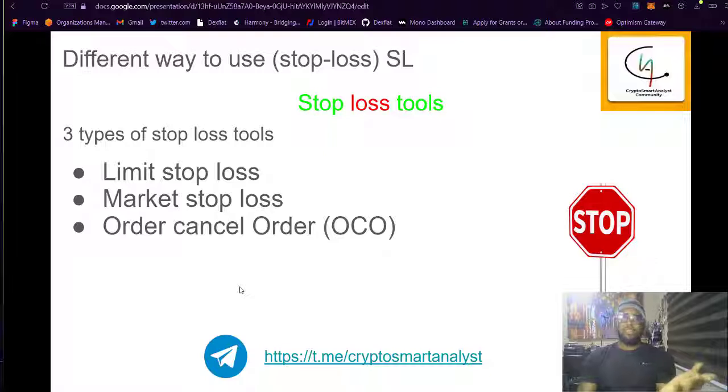So what is limit stop loss? Let's talk about it before we go to the practical section. Limit stop loss allows you to place an order where you have a trigger price and a market price.